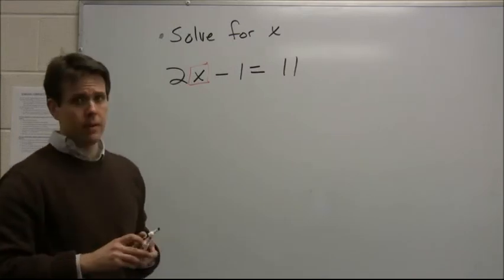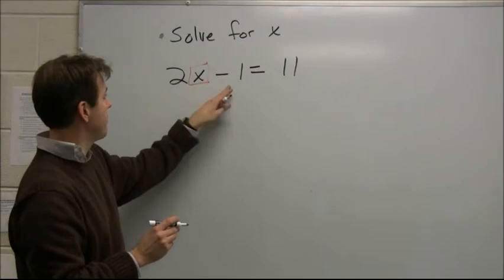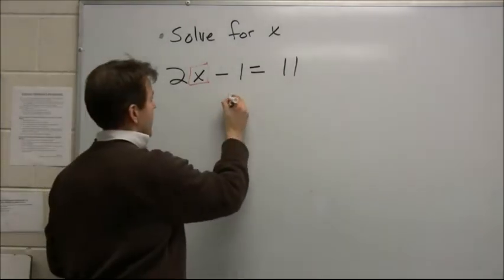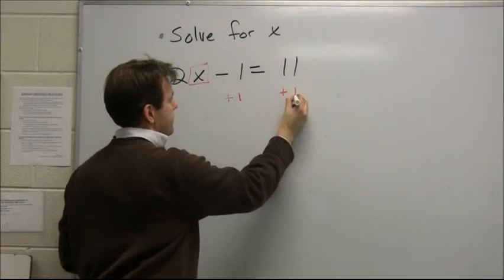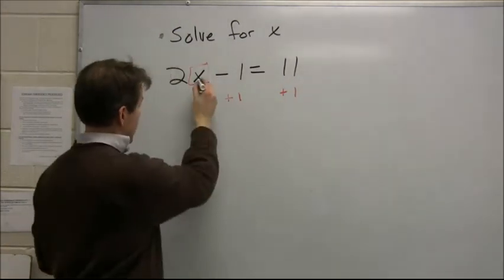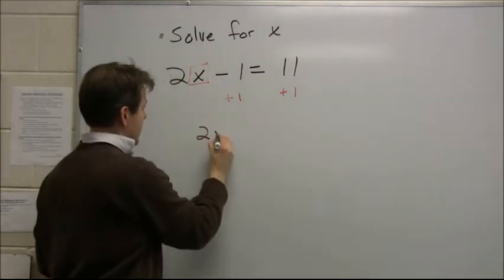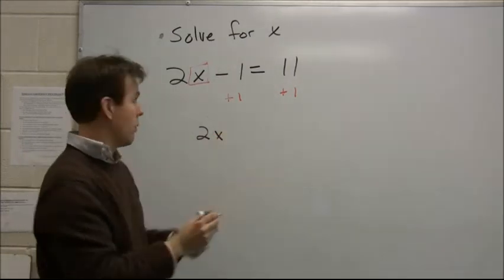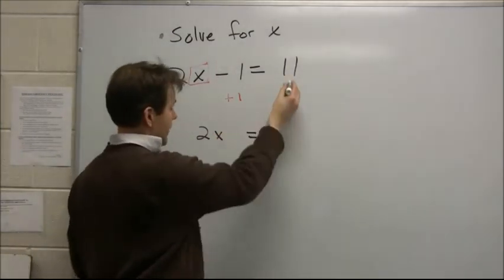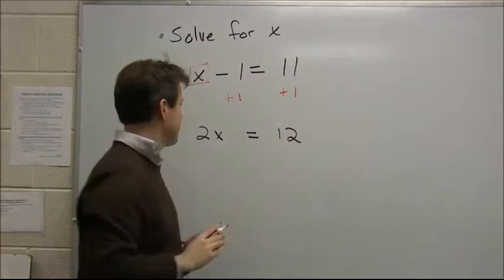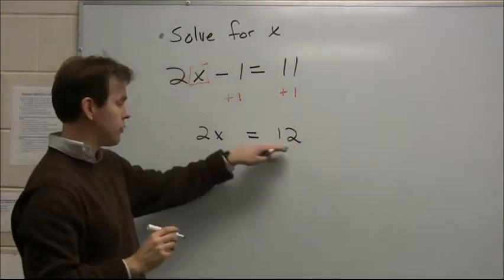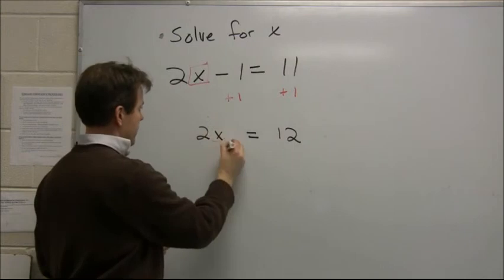The easier one to get rid of first is this minus 1. So how do I get rid of a minus 1? I'm going to add 1 to both sides. And what I'll get is, I'm just going to bring the 2x down. I'd get plus 0. Let's just leave that off. I think you know that's going to go away. So 2x equals 11 plus 1 is 12. Now we're one step away. So 2x equals 12.